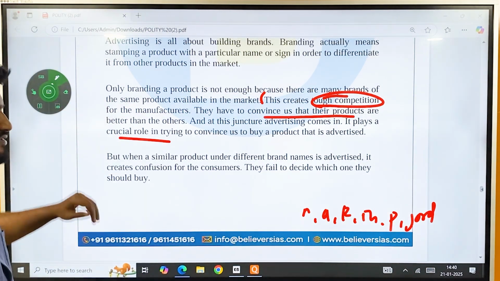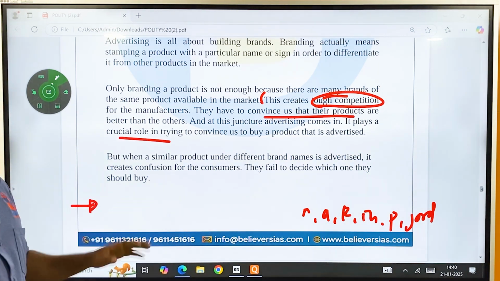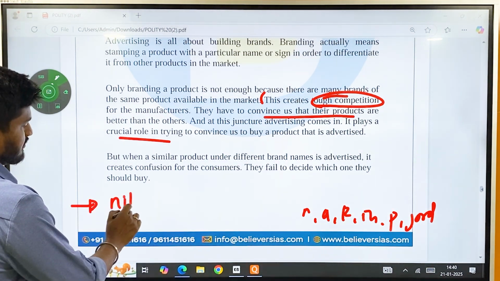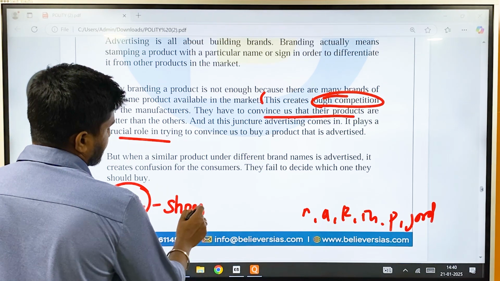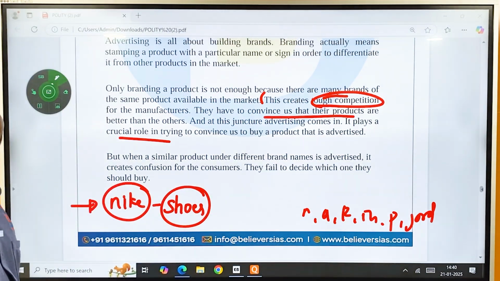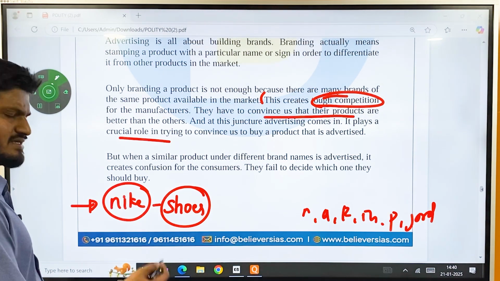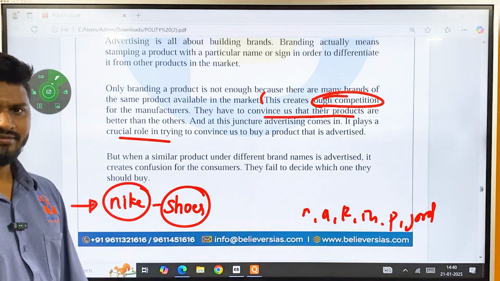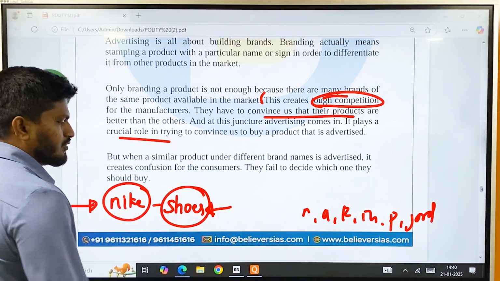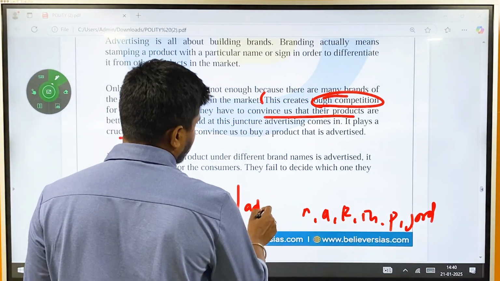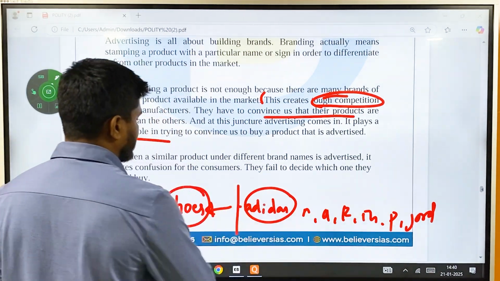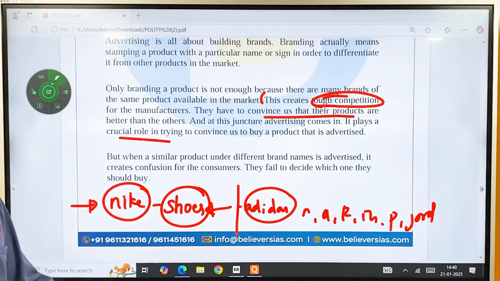Suppose, in a parallel world, there is only one company selling shoes, say Nike. Then is there a need for Nike to advertise itself? No, right? Because everyone is going to buy shoes from Nike only. Only one brand is selling, so there is no competition. Now there is a competitor, Adidas. It also starts advertising that it sells one of the best shoes in the world. Then the competition starts, and Nike has to up its advertising game as well.